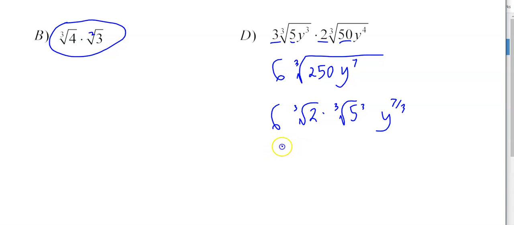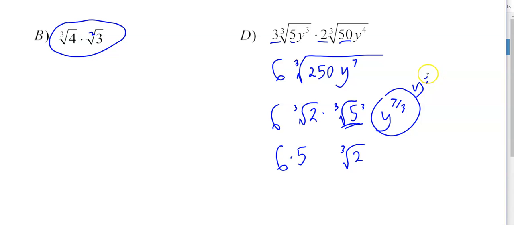So this would be 6 times cube root of 2 is just that, it's cube root of 2. This one simplifies nicely, it's going to be times 5 here. And then if you think about this, this is y to the power of 2 and 1/3, if that makes sense. So some of that's going to simplify the 2 and 1/3.